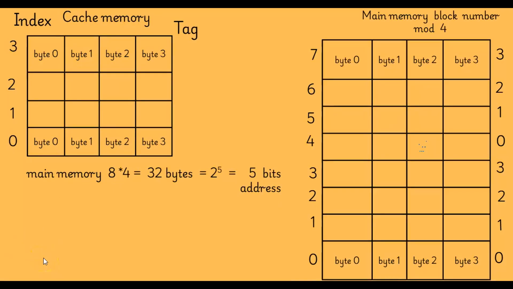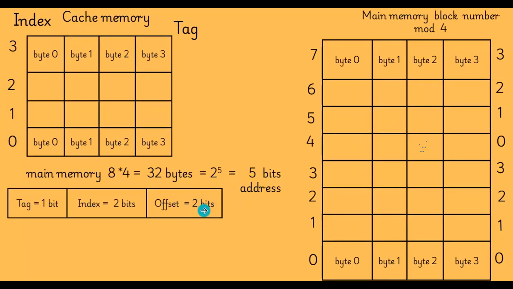Now let us further discuss the mapping process. We have already seen the main memory size is 32 bytes. That means we need a 5-bit address. In this 5-bit address, the last 2 bits will be used as offset. What are these 2 bits? What is the size of each block in main memory and cache memory? It is 4 bytes. So to access these 4 bytes, we need 2 bits.